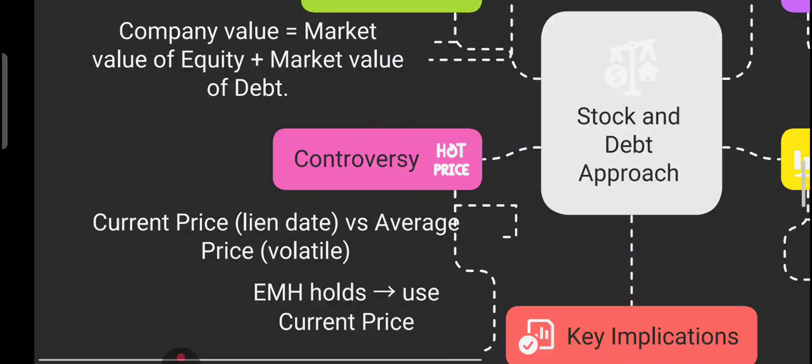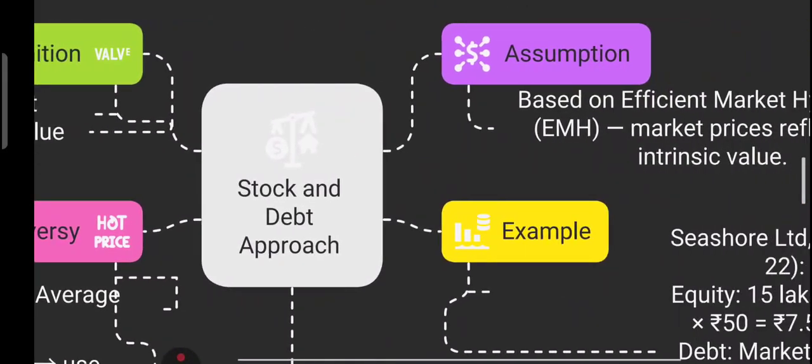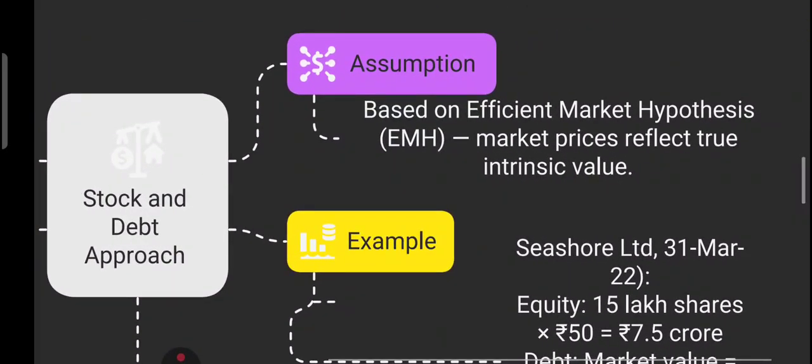That's it. Now assumptions. What are the assumptions that it makes? Very important assumptions. This method works on EMH. What is EMH? Efficient market hypothesis, which says that market price already reflects a company's true worth. That is called the efficient market hypothesis.